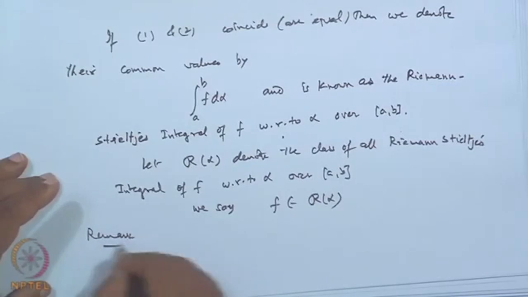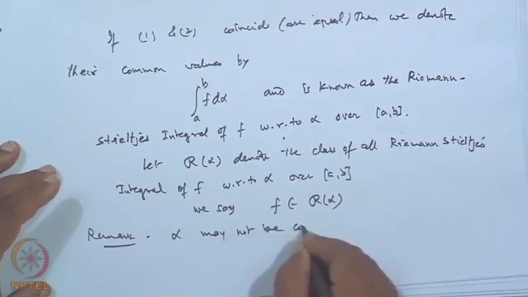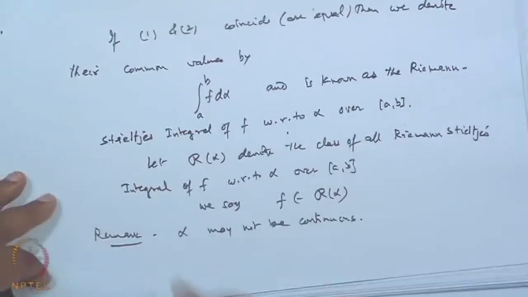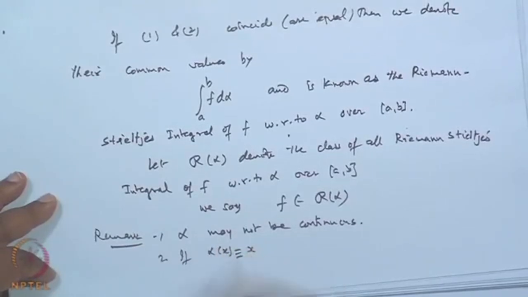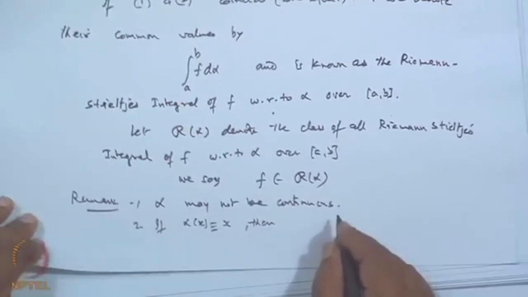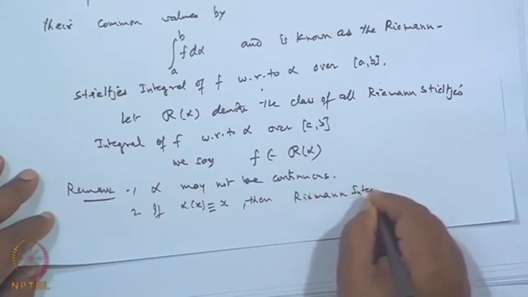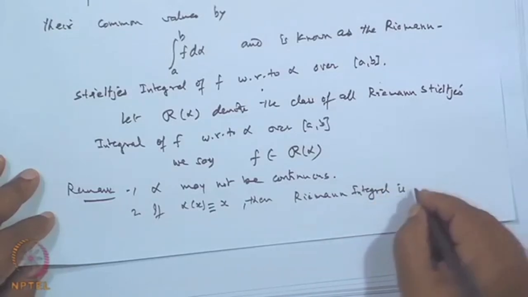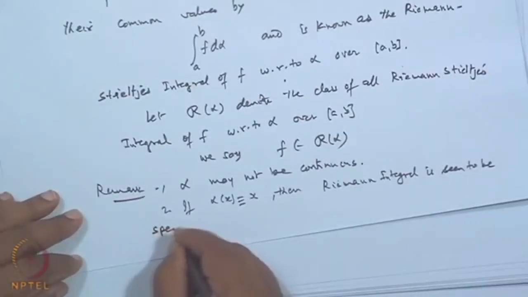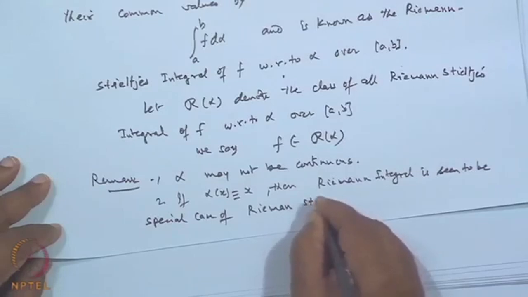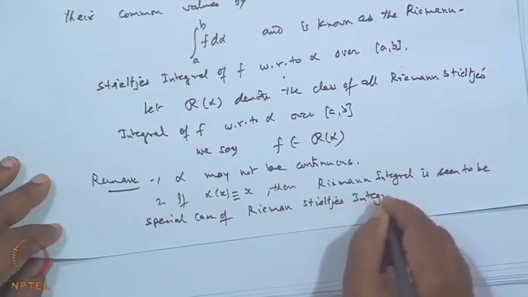Remark: alpha may not be a continuous function; it is simply a monotonically increasing function. Second, if we take alpha(x) equal to x, then the Riemann-Stieltjes integral reduces to the Riemann integral, which is seen to be a special case of Riemann-Stieltjes integrals. Thus simply choosing alpha(x) equal to x, the Riemann-Stieltjes integral gives the Riemann integral easily.